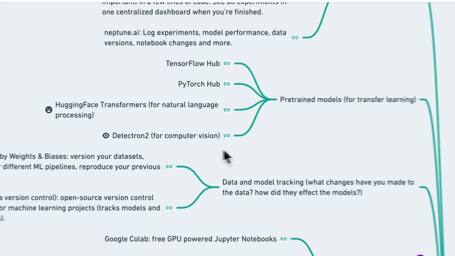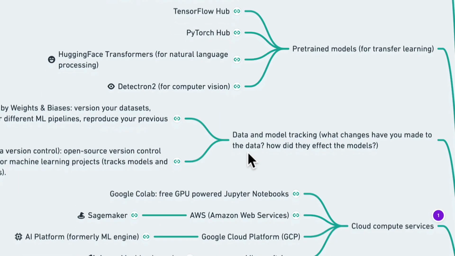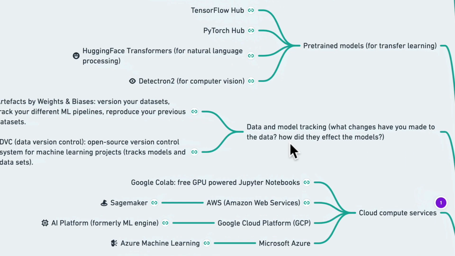But there's some of the main ones, like this will take care of almost 80% of your problems if you check in here. Now, it's one thing to track modeling experiments. So what changes have you made to your model and how does that affect performance? It's another thing to start tracking data.